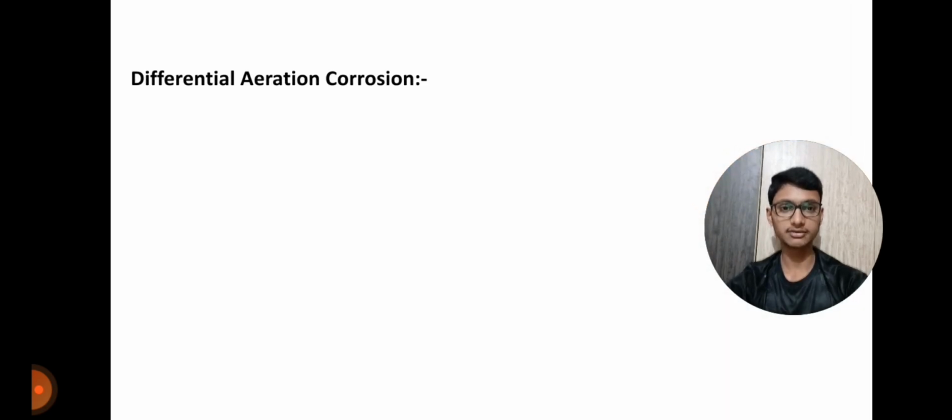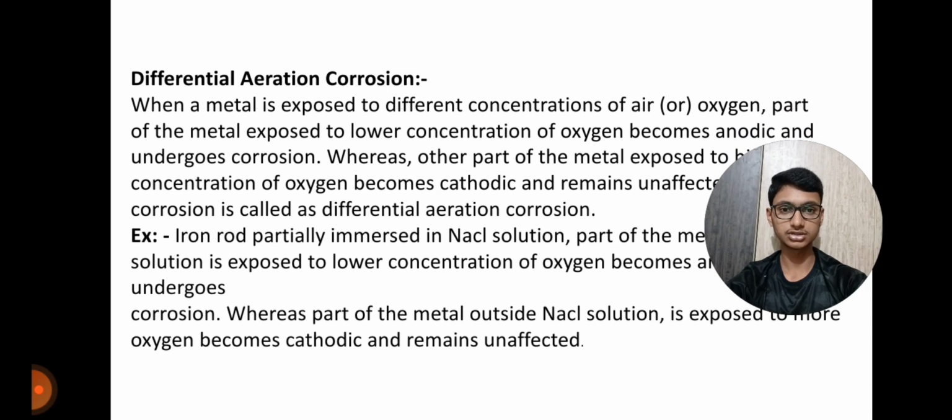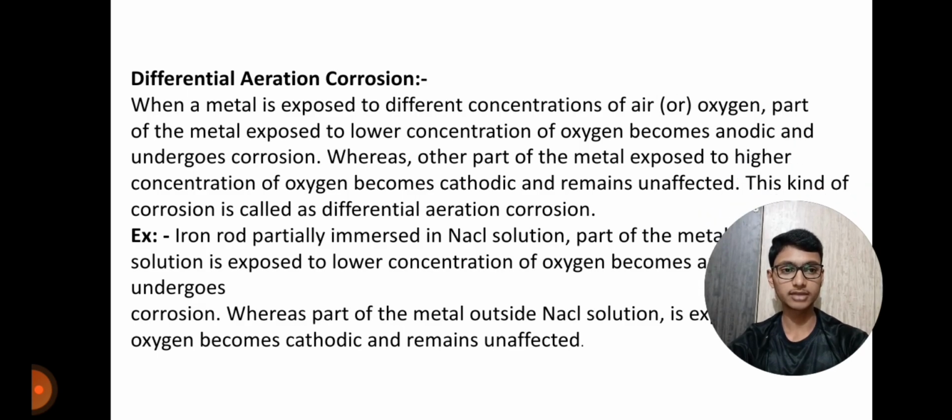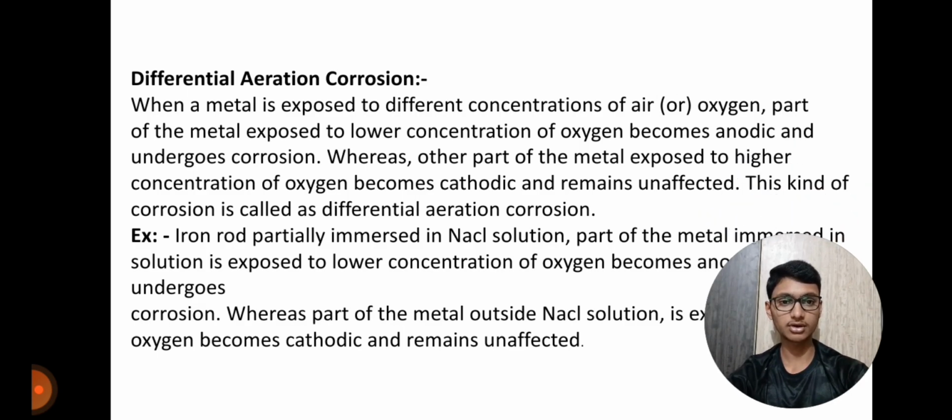Now let us see differential aeration corrosion. In differential aeration corrosion, when a metal is exposed to different concentrations of air or oxygen, the part of the metal exposed to lower concentration of oxygen becomes anodic and undergoes corrosion, whereas the other part of the metal exposed to higher concentration of oxygen becomes cathodic and remains unaffected. This kind of corrosion is called differential aeration corrosion.